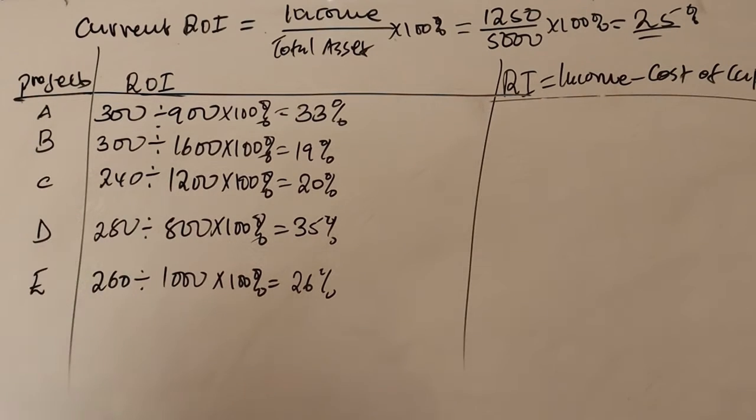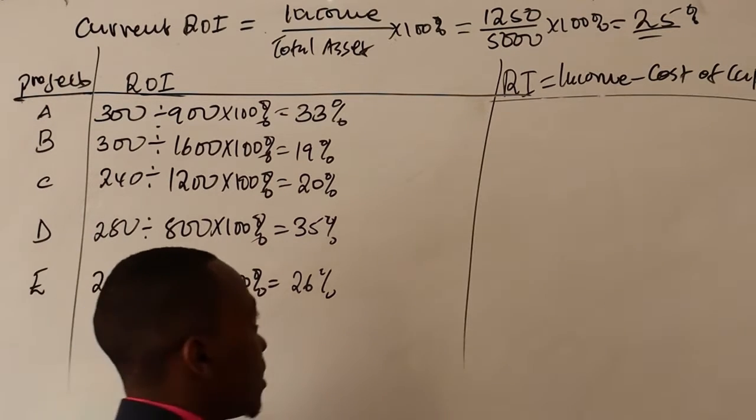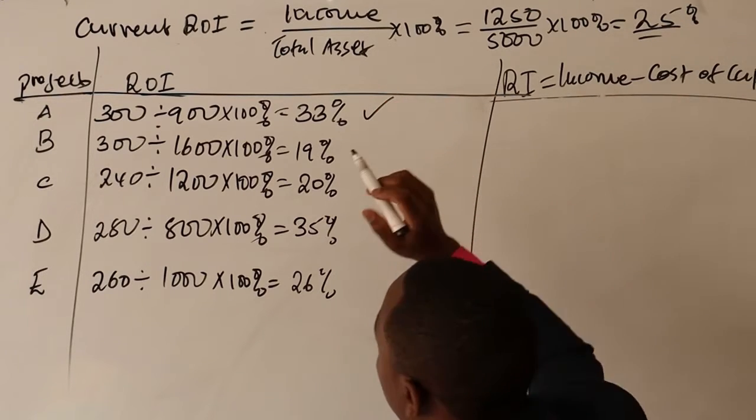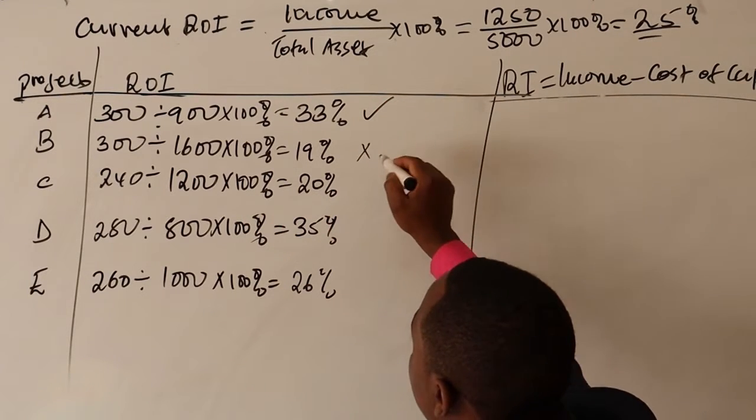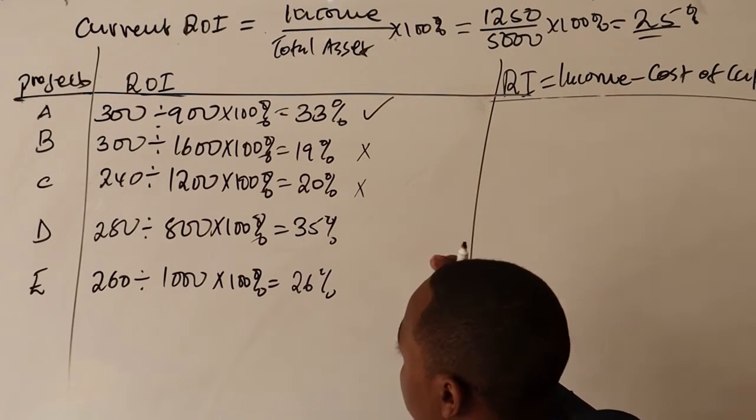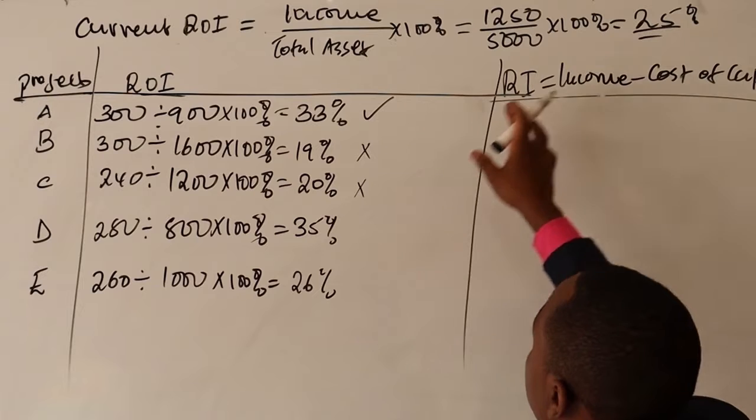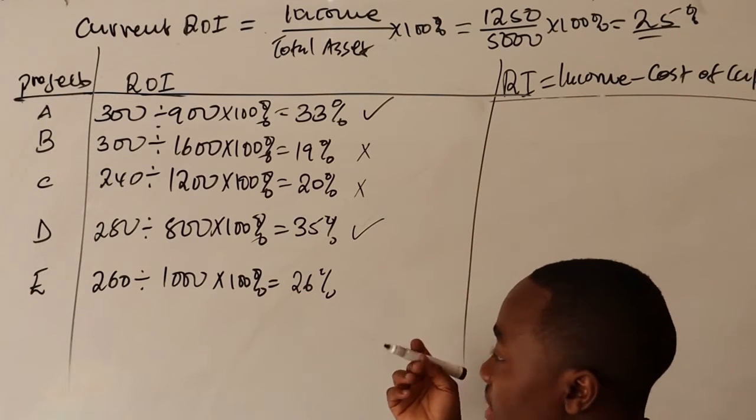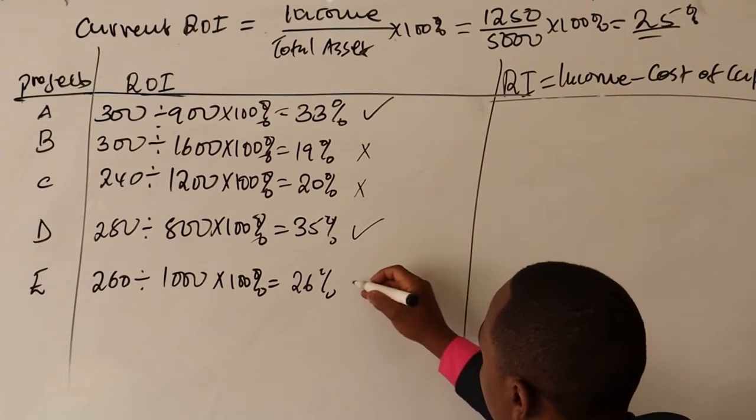So, project A, should we accept or not? That 33 is greater than the existing 25, so you should accept. Project B, you should reject because 19 is less than 25. Also, project C, you should reject. Project D is 35. 35 is greater than 25, so you should accept. And project E also you can accept because 26 is greater than 25.